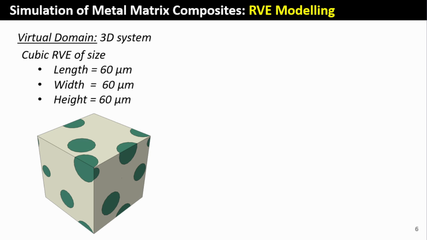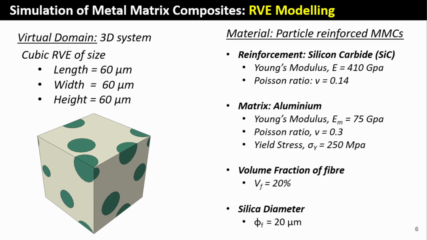Our domain will be a 3D domain. It's going to be a 60 by 60 by 60 micrometer cubic RVE, something that looks a bit like this. The grayish regions are the matrix, the aluminium, and the green region is basically the inclusion or the particle. So it will be a particle reinforced metal matrix composite with the reinforcement being silicon carbide, with the Young modulus given and the Poisson ratio.